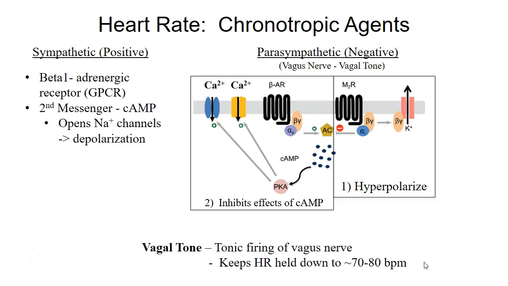So there's vagal tone, where there's tonic firing of the vagus nerve, like I said, and this keeps the heart rate held down to about 70 to 80 beats per minute, right? Because the normal SA node has an intrinsic firing rate, spontaneously fires at about 60 to 100. All right? Is that making sense to folks? How the system works, parasympathetic versus sympathetic?